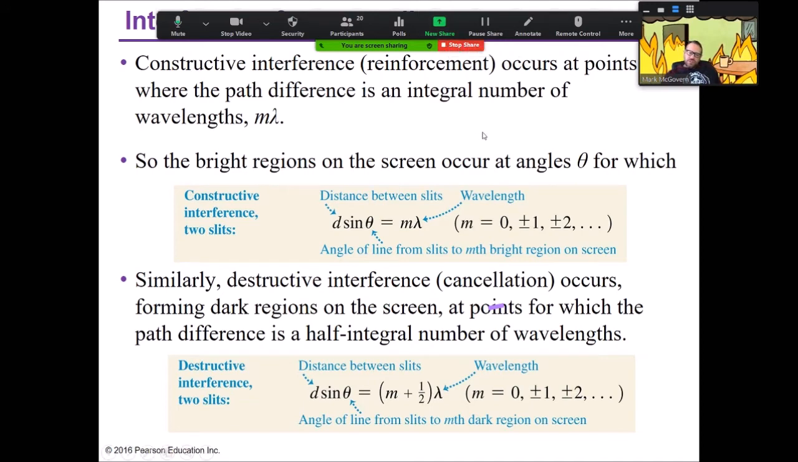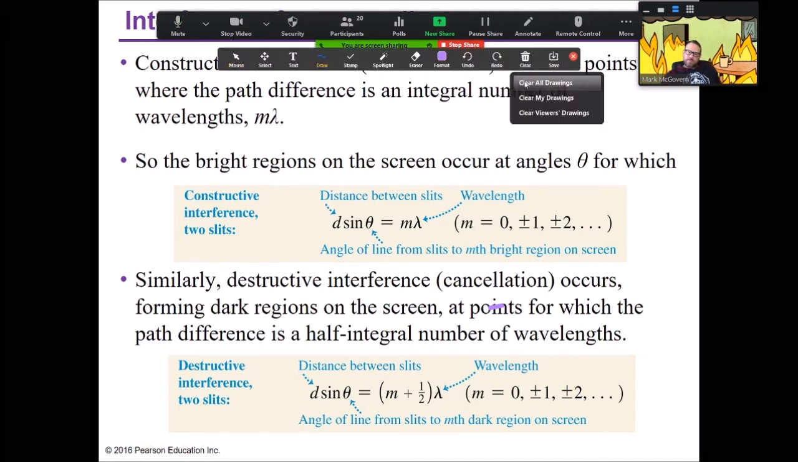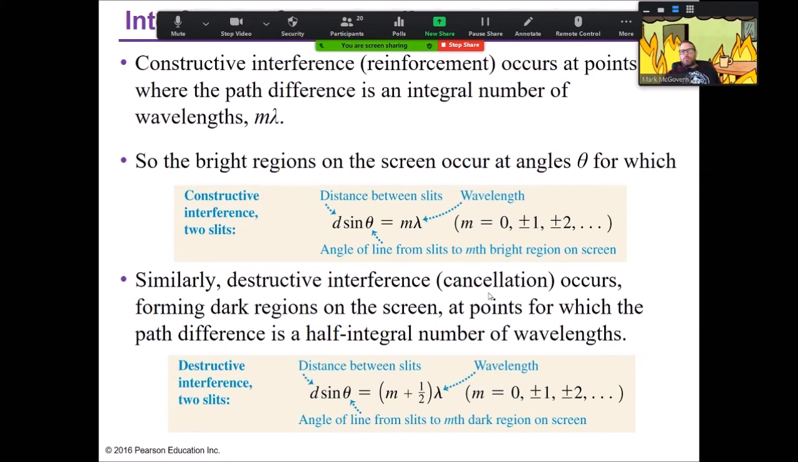Back to physics. Okay, all right, clear. All right, so remember these equations. When it comes to interference, you're going to see these quite a bit, actually. Quite a bit.